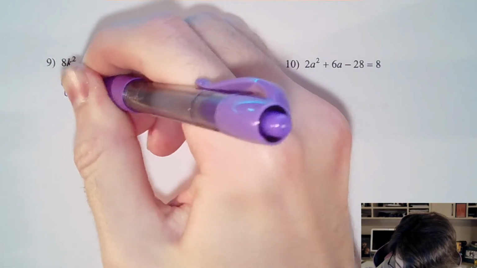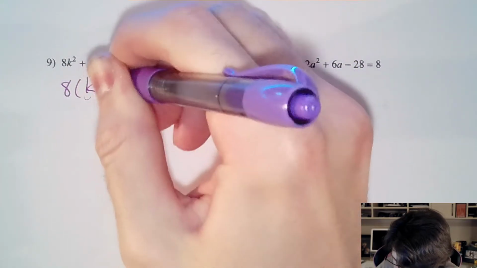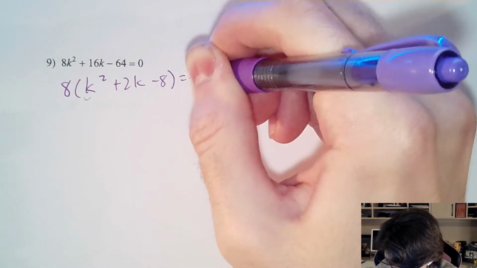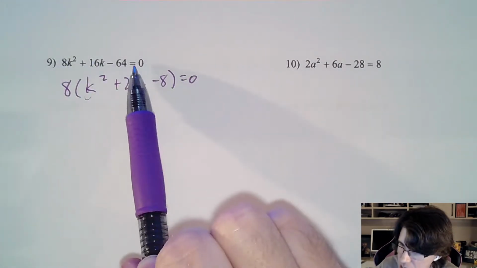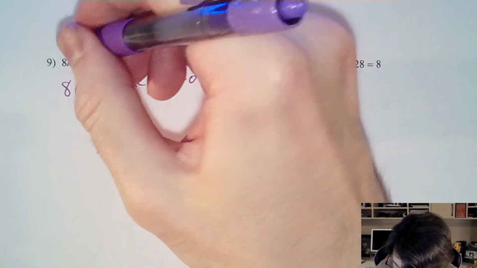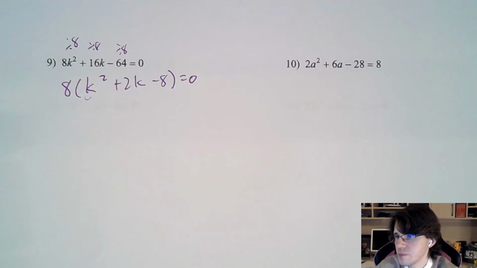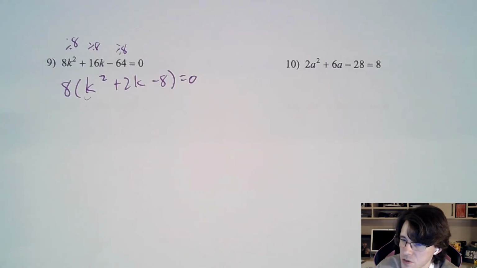All right. Factor out an 8 here because we have an 8 out in front. k squared plus 2k minus 8. Again, the idea there is anytime all three of these can be divided by 8, we're just doing division by 8, division by 8, division by 8. That's where each one of these numbers is coming from: the 1, the 2, and the negative 8.